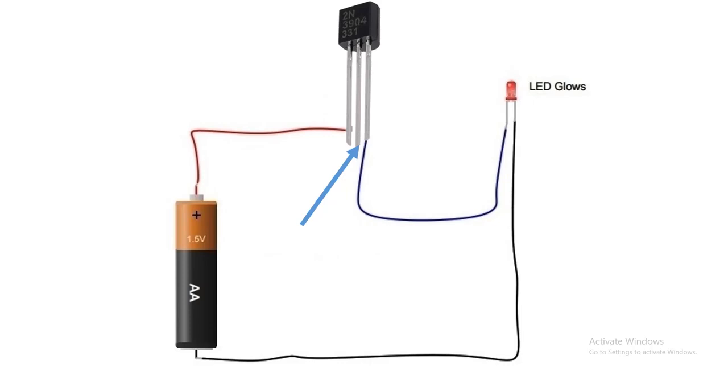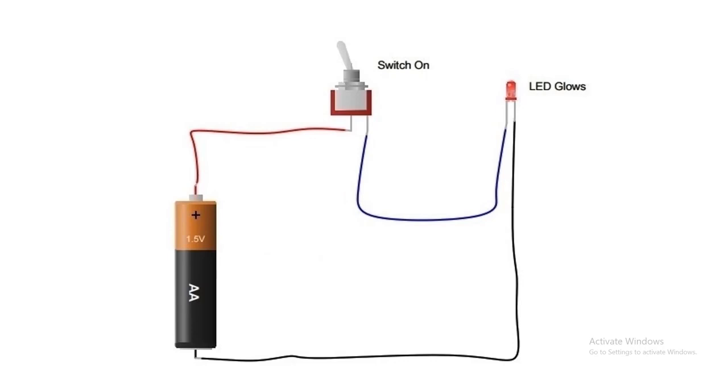So now here is the question: what is the difference between a switch and a transistor? The main answer is this: we are not able to turn a switch on and off very fast, while the transistor is very fast at switching. It means in 1 second, when you turn the switch on and off, you are able to do it maybe 10 times in a second, while with the transistor we are able to turn on and off 100 times or 1,000 times in a second.